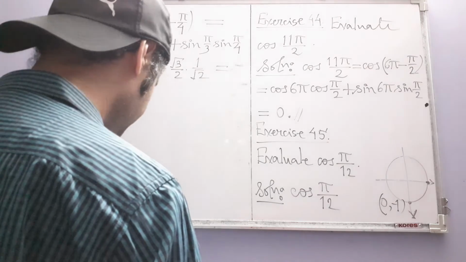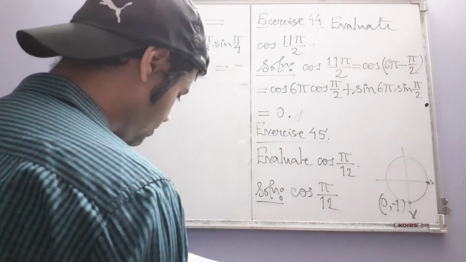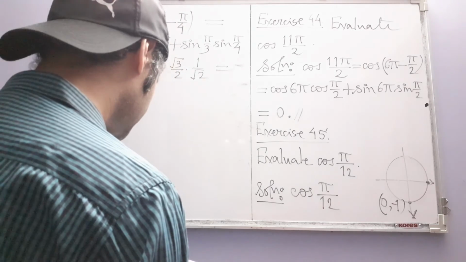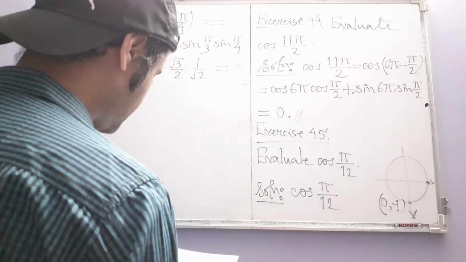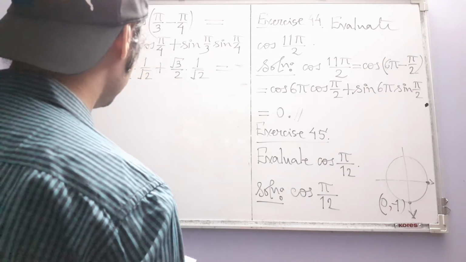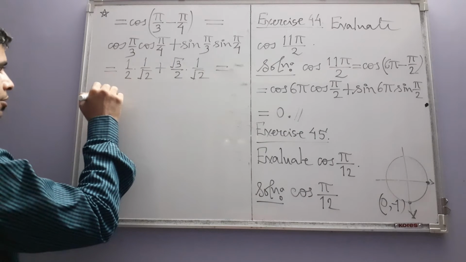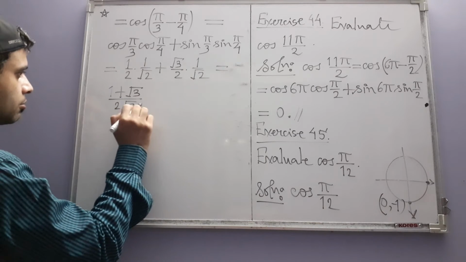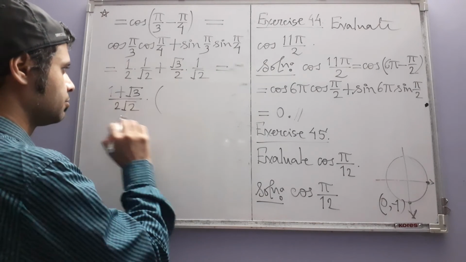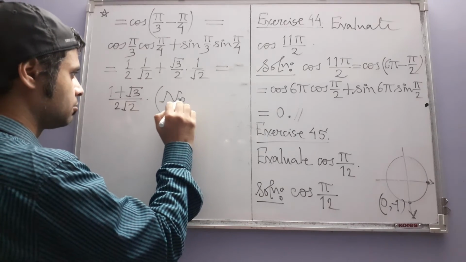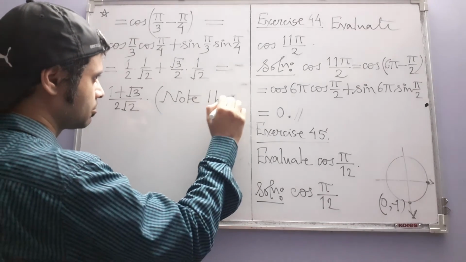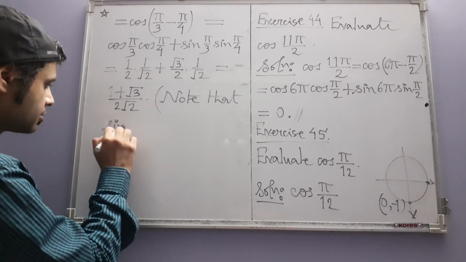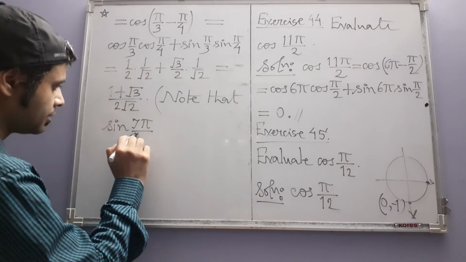So are we getting exactly the same thing? Cos pi over 12, and there we had something like this, no? Sin 7 pi over 12. So the values are exactly the same. Just to see one thing, that in that problem we had this, no? Sin 7 pi over 12.